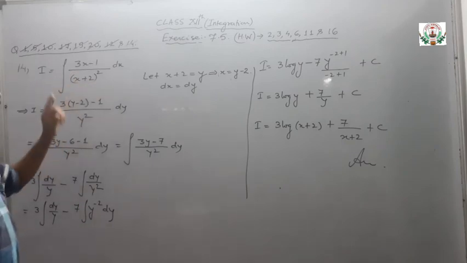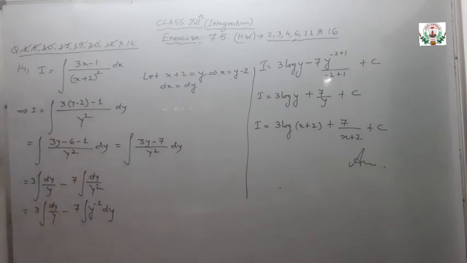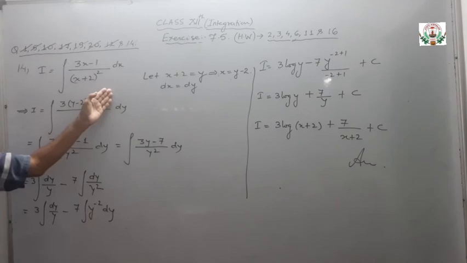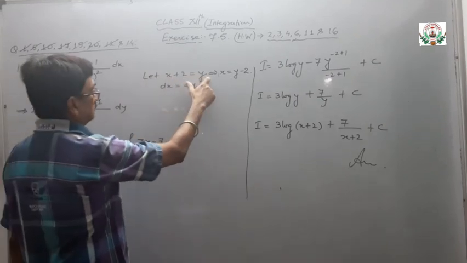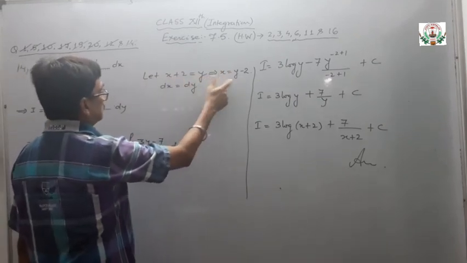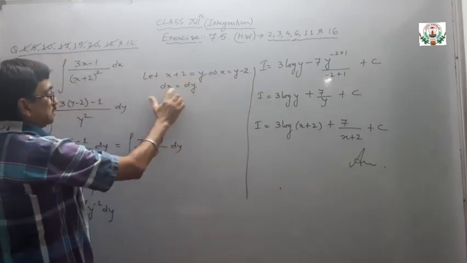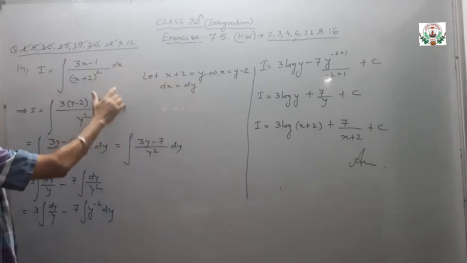Okay? If we have only one linear factor that is repeating and there is no other linear factor in the denominator, then only you can apply this method. Take x plus 2 equal to some other variable y, get the value of x from here, x equals y minus 2, and differentiate this. dx equals dy.